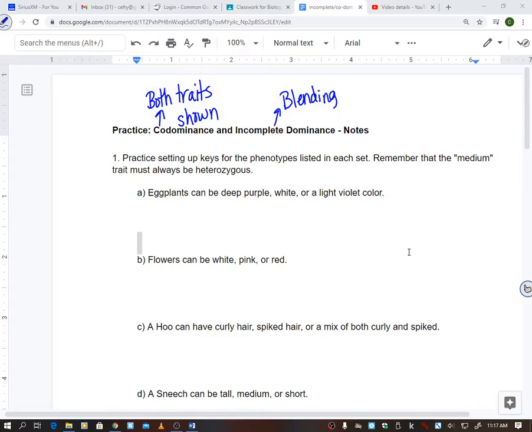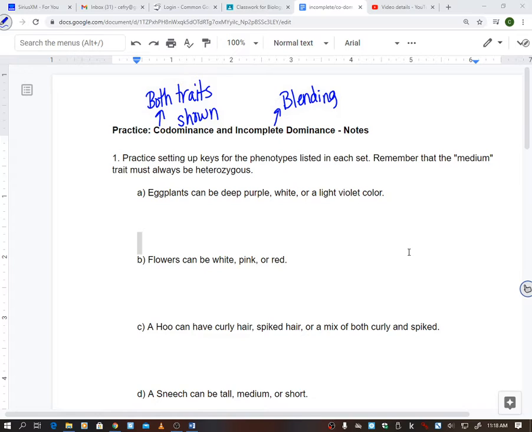So A, eggplants can be deep purple, white, or light violet colored. As soon as I see that there is a third option, I'm like, ooh, this is going to be incomplete or codominance. Because remember, up to this point, we've had purple or white. We've not had a third option, and that's not always the case in the world. Look at hair color, eye color, anything for that matter. Dogs, cats, they all have all these different versions and colors that they can have, or flowers. So we get this third color, and as soon as I see that, I'm like, okay, this is not going to be a normal Punnett square.